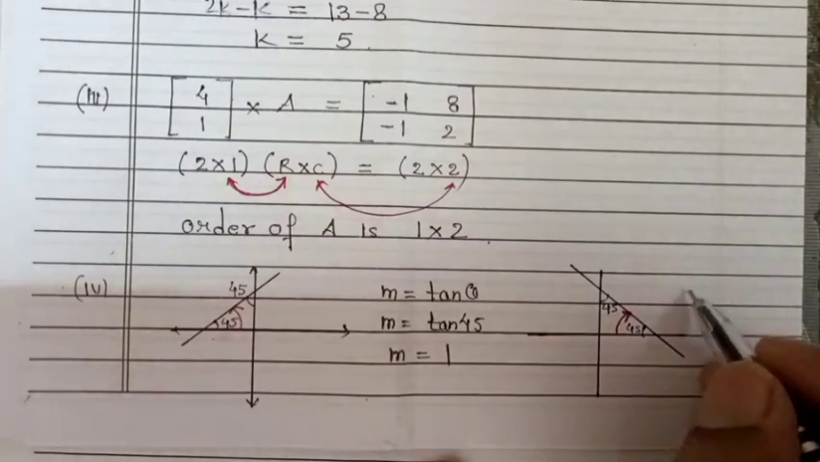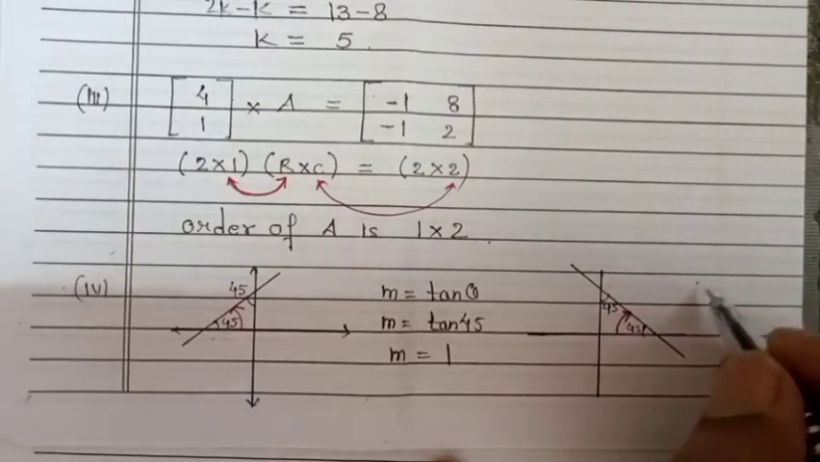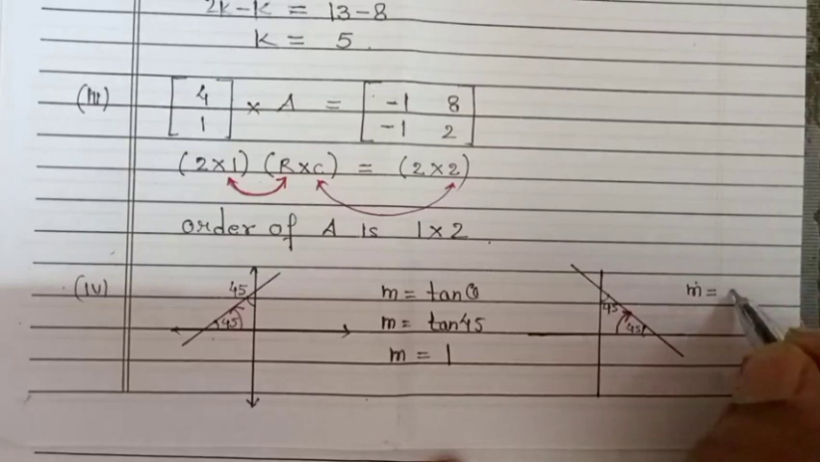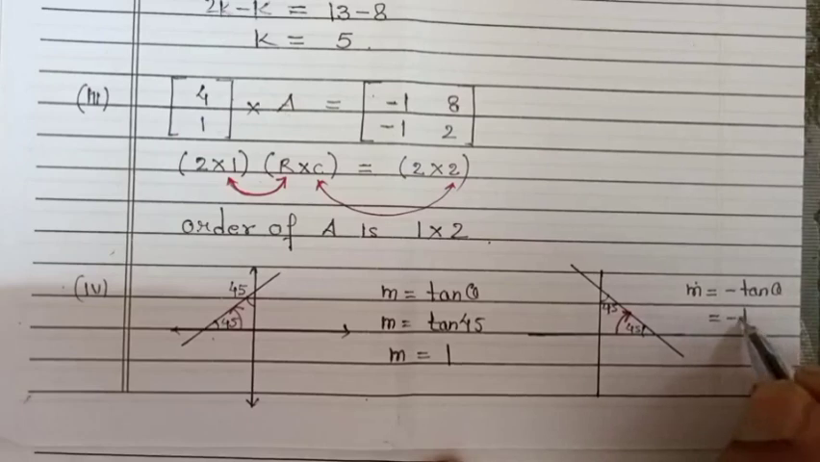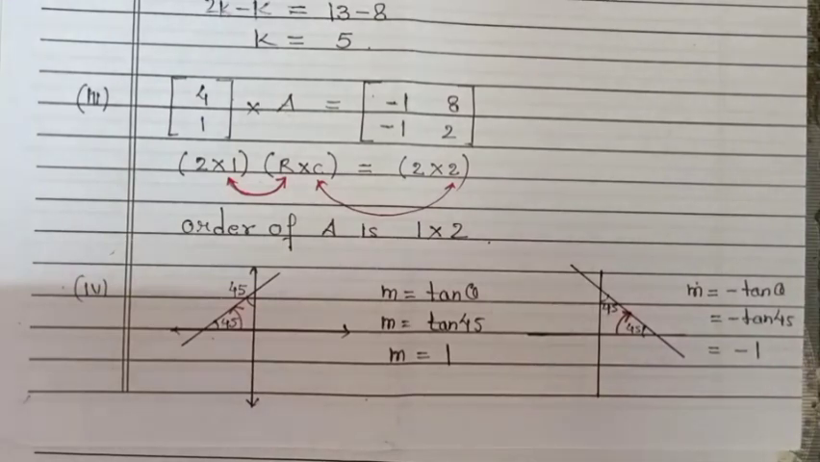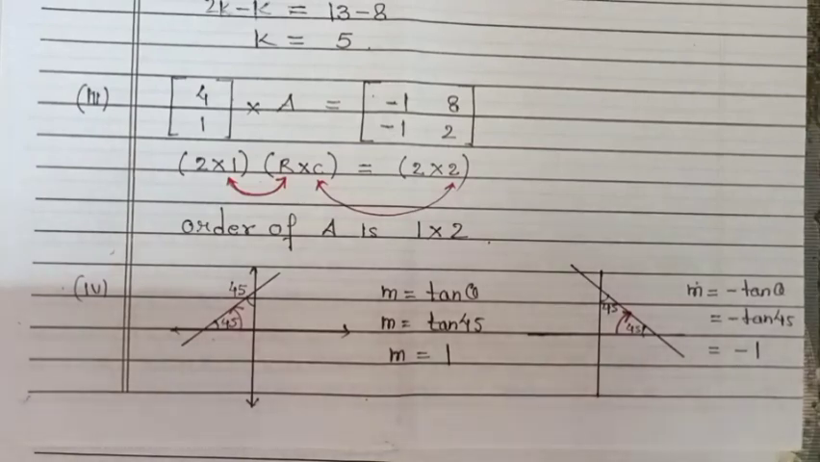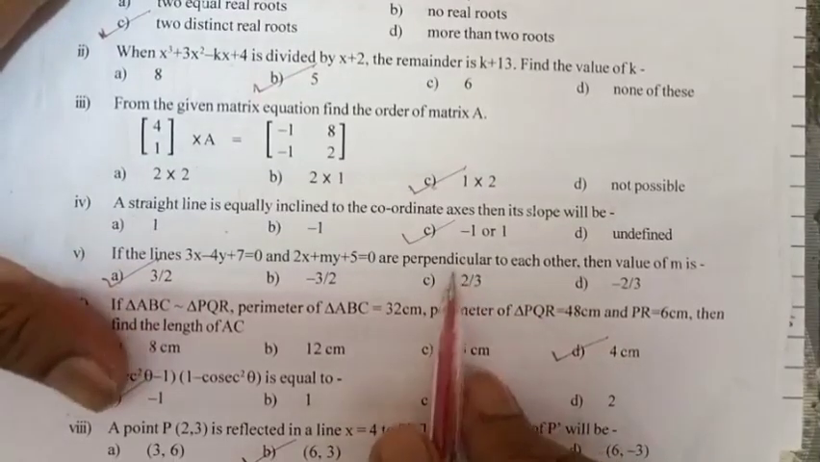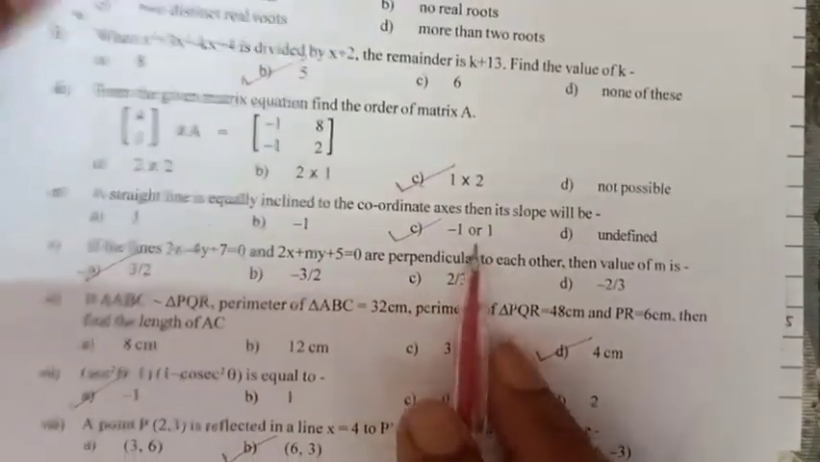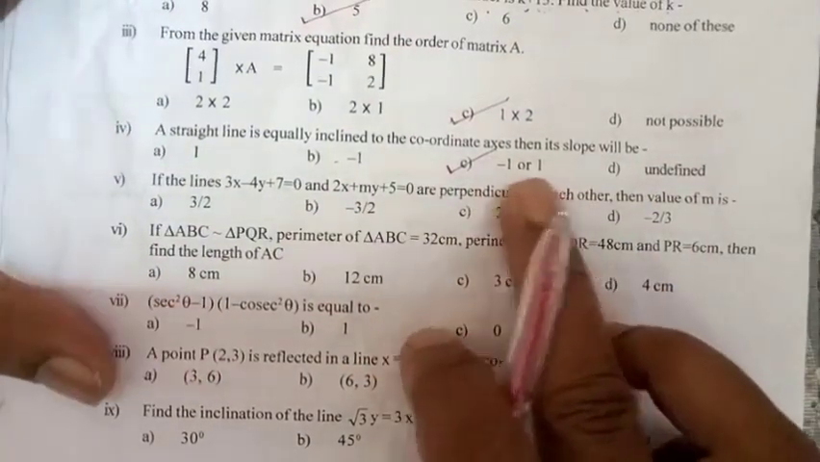So if you are asked to write down the slope of this line, when the inclination is in the clockwise direction, then remember m is equal to minus tan theta. So it's minus tan 45. So the slope will be minus 1. So that means the slope can be plus 1 or the slope can be minus 1. So our option for this will be either minus 1 or plus 1, both. Right? So we will go for plus 1 or minus 1.